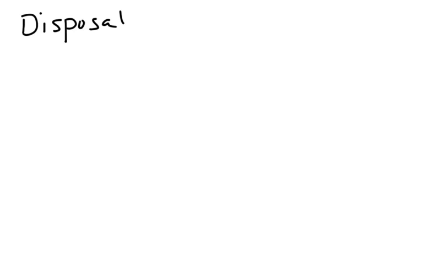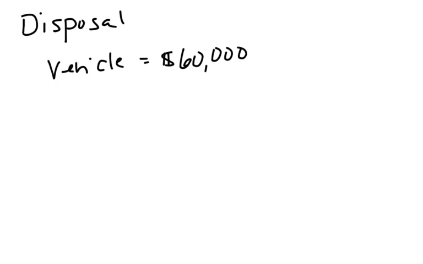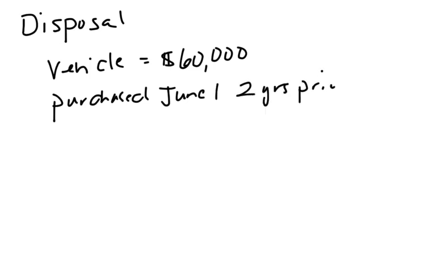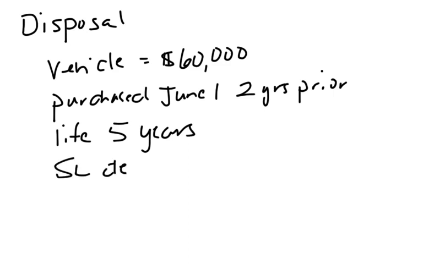Let's assume that, let's look at a vehicle with an original cost of $60,000. Let's assume that it was purchased 2 years prior on June 1st. So we'll put purchased June 1, 2 years prior. The useful life was originally 5 years, and we were using straight line depreciation.